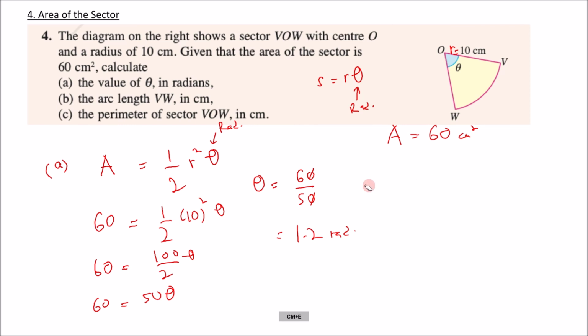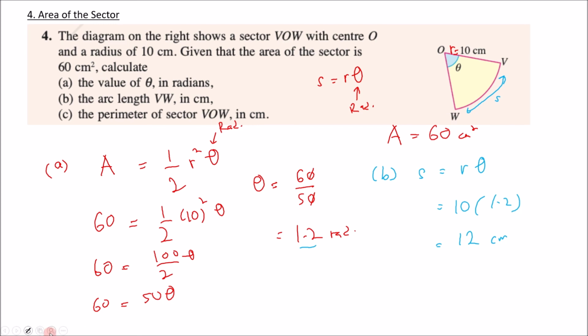Okay, B. What is the arc length VW? So we need to find S, correct? So the arc length formula is S equal to r theta. By now you should memorize this formula. So S is equal to r, then theta 1.2. This is theta. So we should get 12 cm.